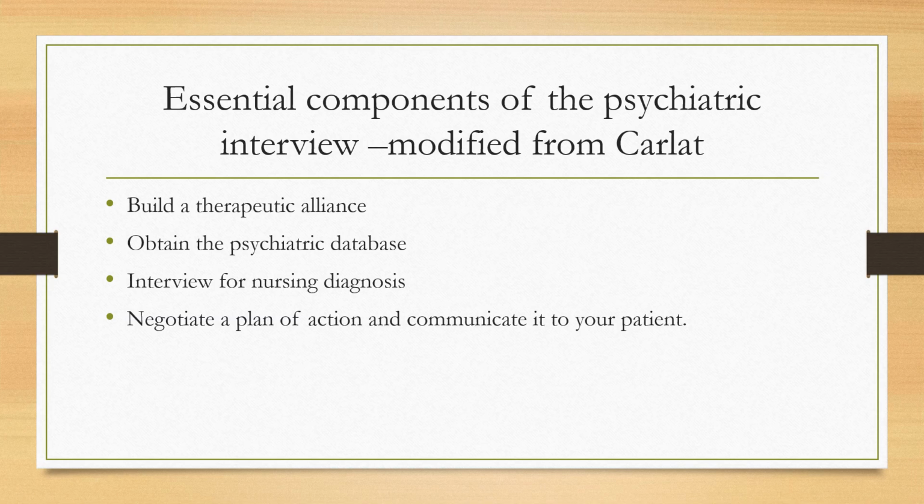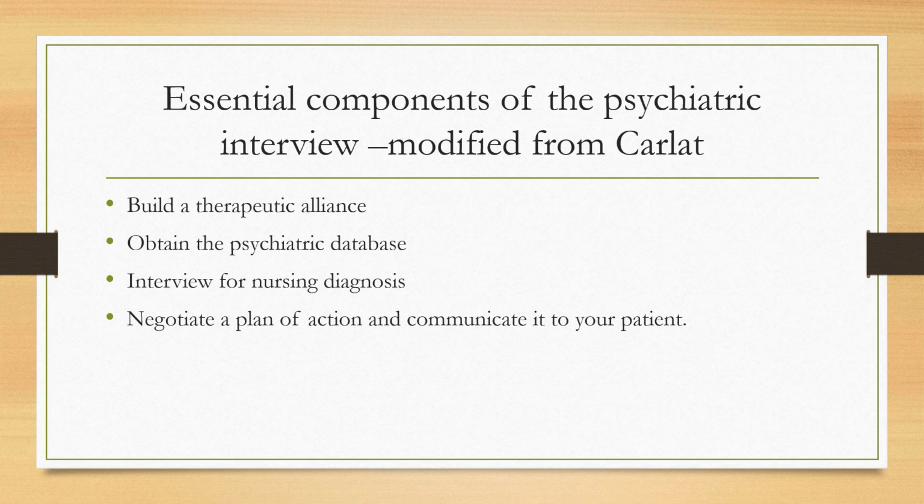And the second component is to obtain the psychiatric database, or get a good psychiatric history. Third is interviewing for nursing diagnosis. I modified this a little bit from Carlat, because it's interviewing for diagnosis. So for nursing diagnosis, we are identifying actual or potential responses to the problems or stressors.